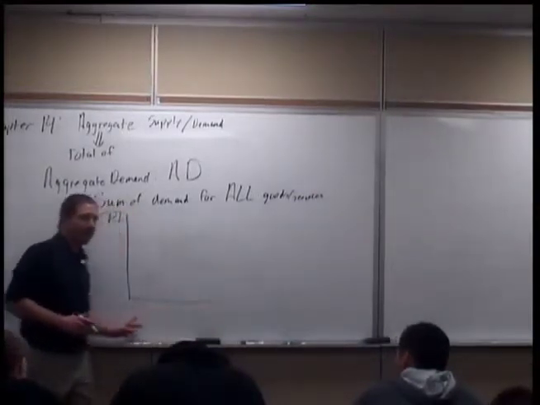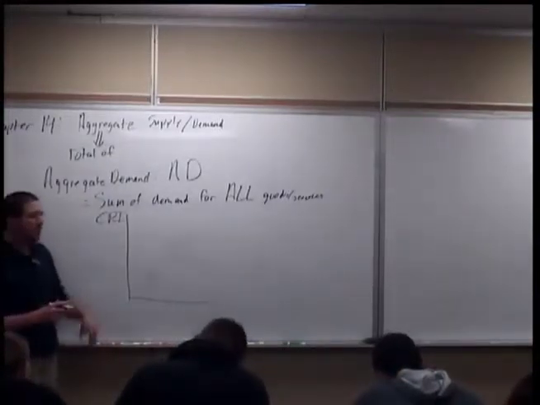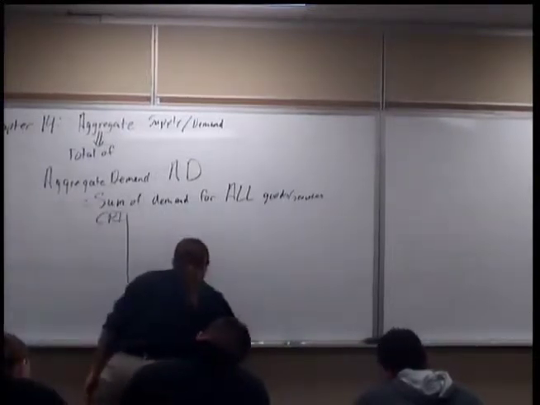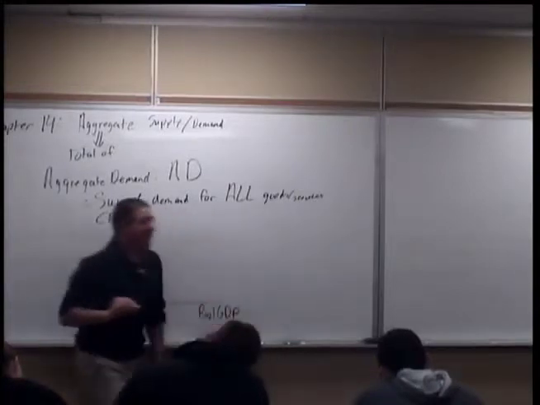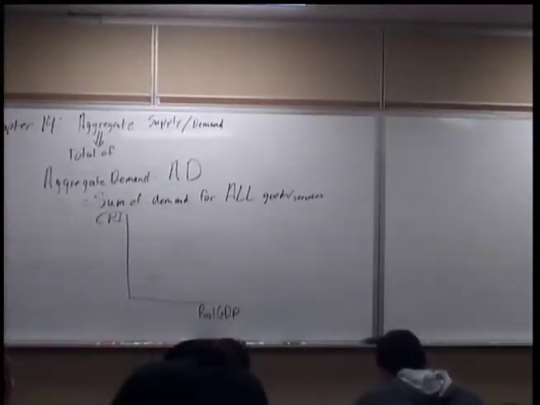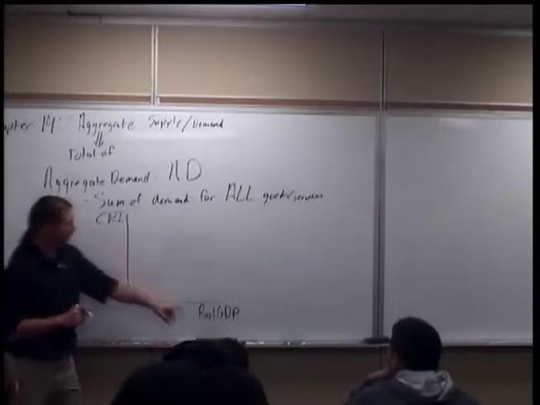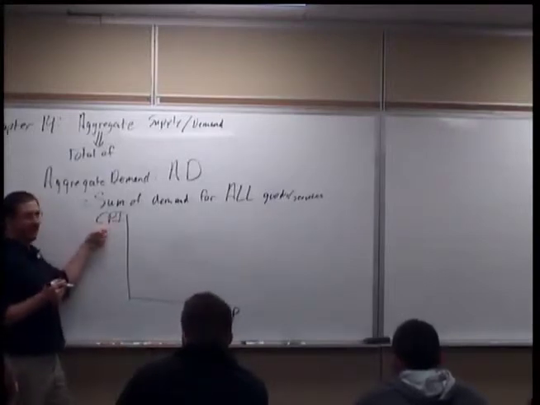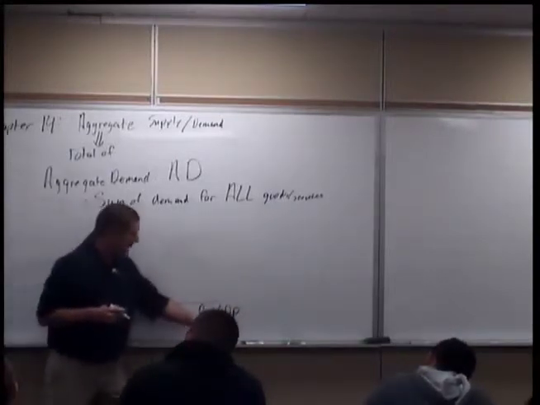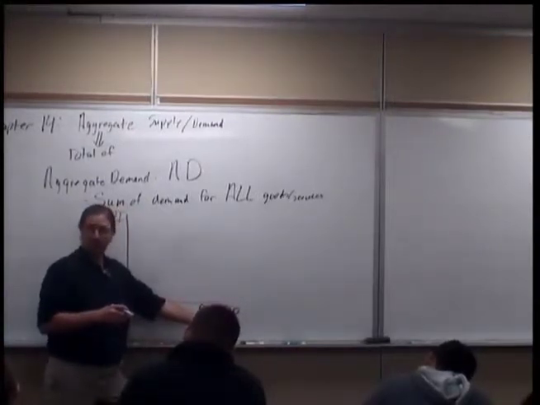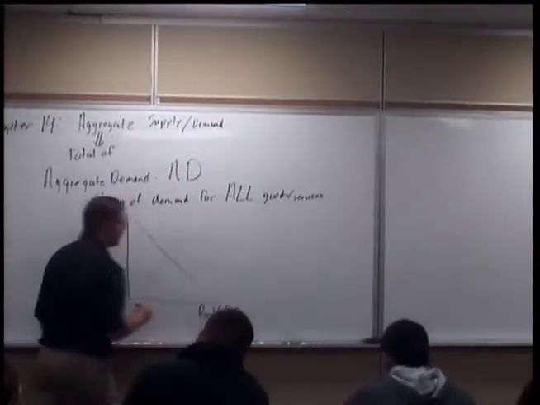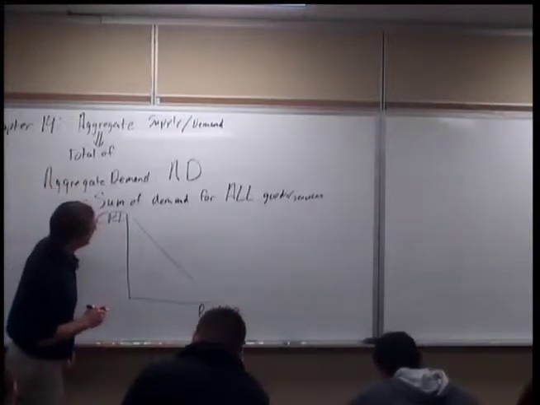Down here we want to have the quantity. What is the quantity of all goods and services produced in a year? Real GDP, right? So the big difference between drawing a regular demand curve and an aggregate demand curve is that in a regular microeconomic demand curve, you've got price and quantity. In the aggregate world, you have to think of the prices of all of the goods, that's inflation or CPI, and the quantity of all the goods that you're producing, which is just your real GDP. All right? And then you'll draw your demand curve, and instead of labeling it D, you will label it AD.